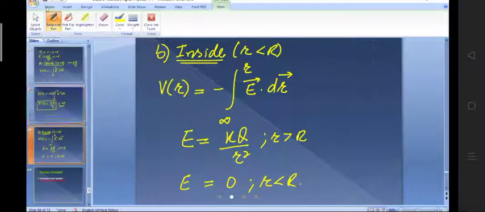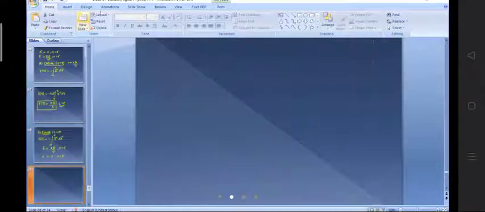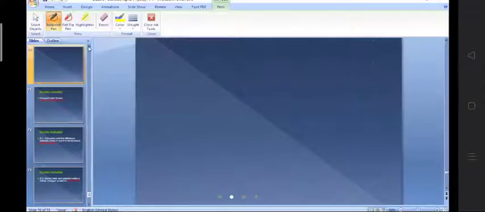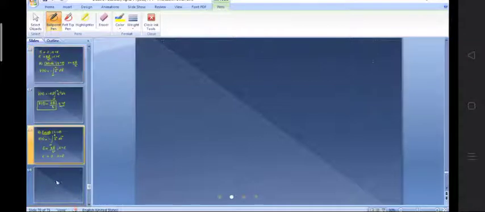So you keep this in mind, beta. This is a mathematical step, and I'm sure you have already studied this mathematical step in calculus. So you concentrate on this.